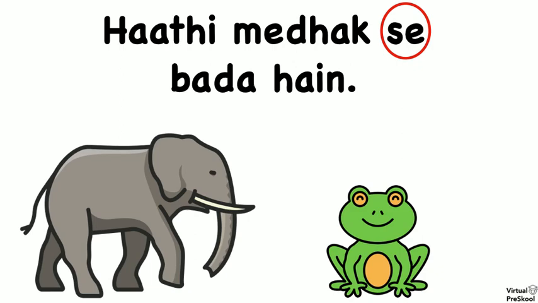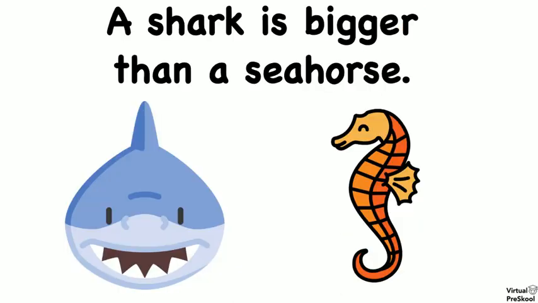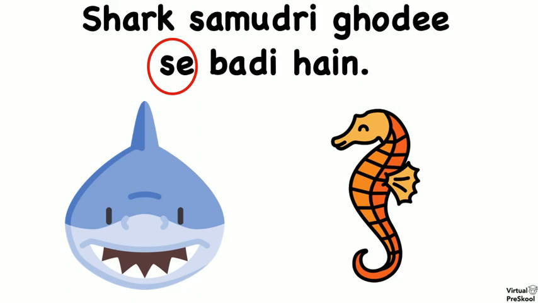And we add this word se. By adding the word se, that's kind of like the equivalent of the word than in English. Like the elephant is bigger than the frog. Hathi medak se bada hai. What about a shark is bigger than a seahorse? Well, shark in Hindi is shark, and seahorse is samudri ghodi. So we say shark samudri ghodi se badi hai.